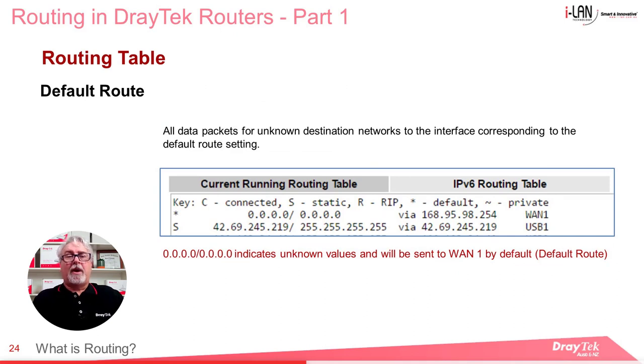More on the default route. When a workstation needs to send data to a destination host or network, the router is usually involved in making the communication possible. And it does this using the settings in its routing table. If the router can't find the destination network in its routing table, then that destination will be unreachable. To help prevent that happening, a default route is configured to send all data packets for unknown destination networks to a particular interface. In the example here, all packets destined for unknown networks will be sent to WAN 1, 168.95.98.254.